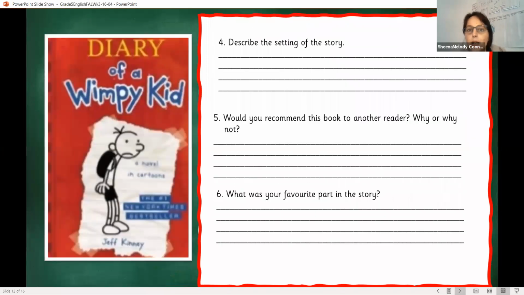is, describe the setting of the story. So where did it take place? So you guys do know where it takes place. So all I'm looking for is sentences. Okay. So even if you give me one sentence, because I understand we only got a little while left. So can someone let me know? It happened in the middle school.